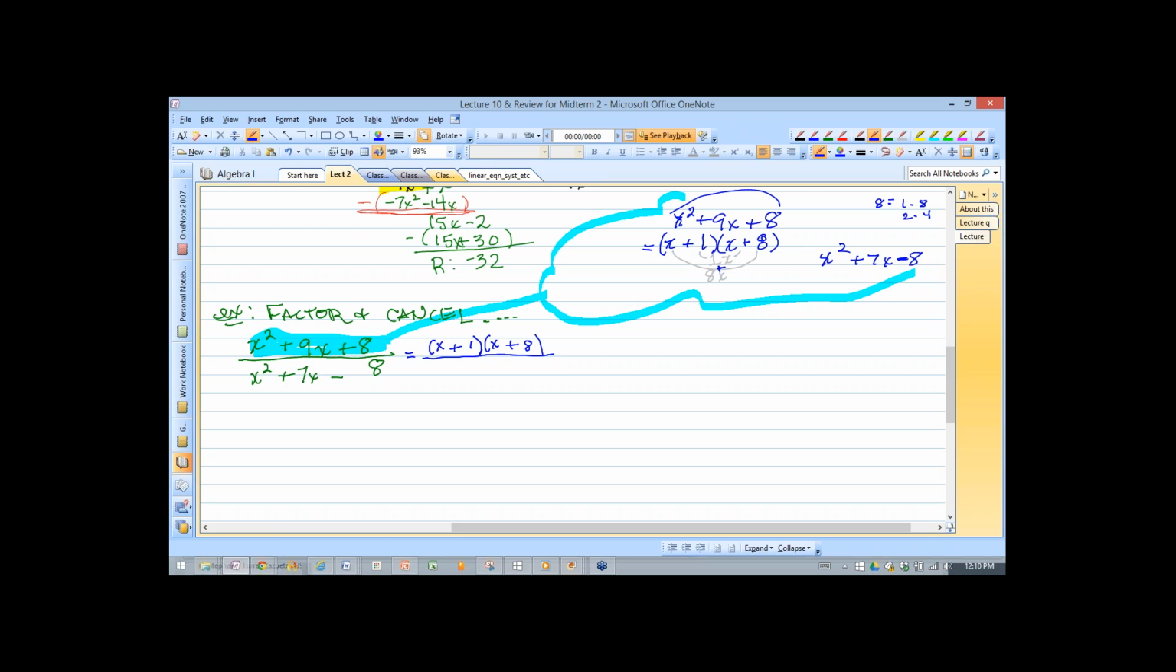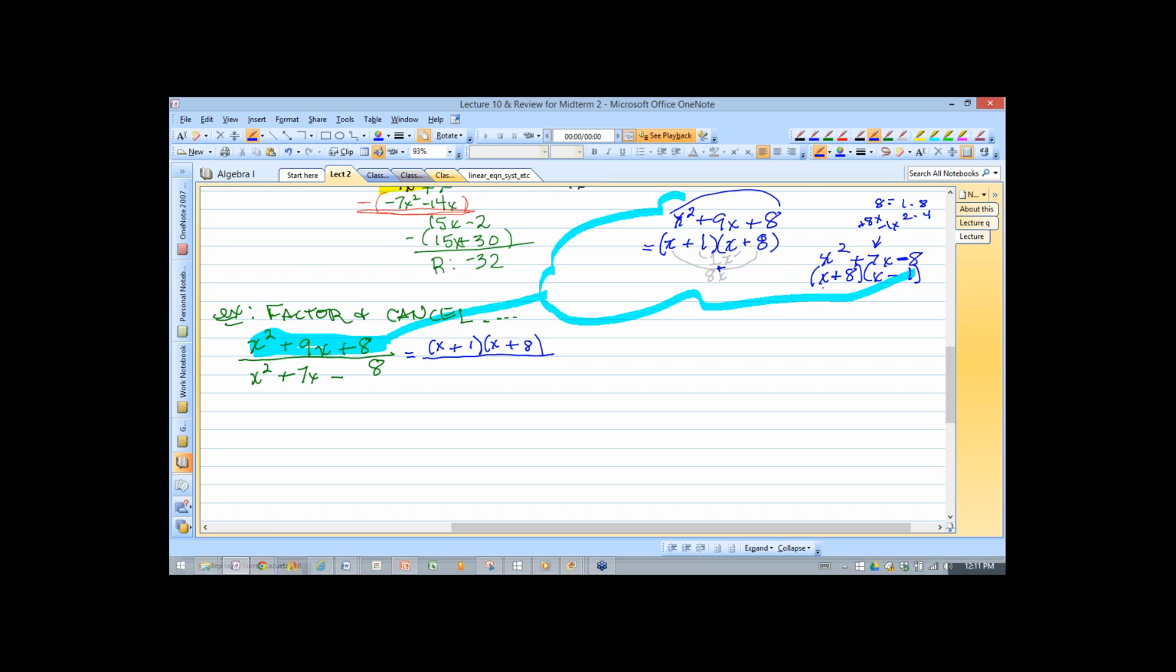1 times 8, right? 2 times 4. But I want to see these same pairs I'm writing subtract to give 7. Look, 8 and 1 have a difference of 7. So that's what we want to use for this problem. To get 7x, I would like to have a positive 8x and a minus 1x, right? So let me try having a positive 8 and a negative 1.